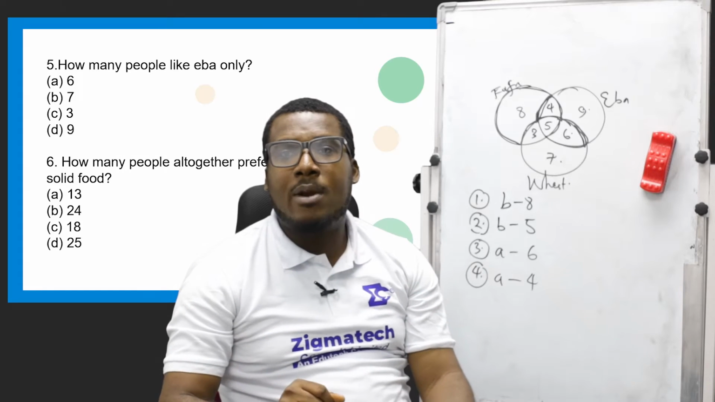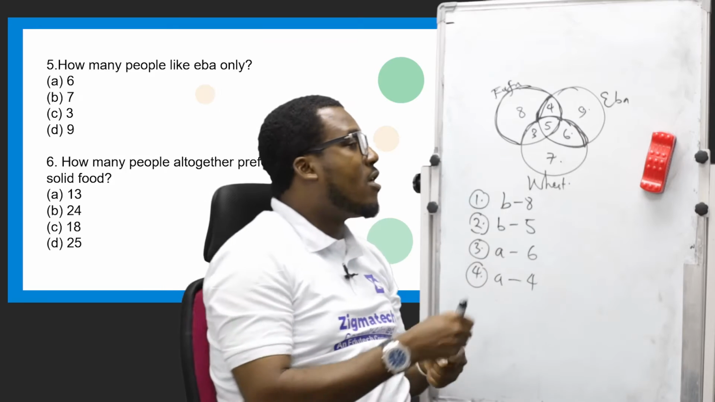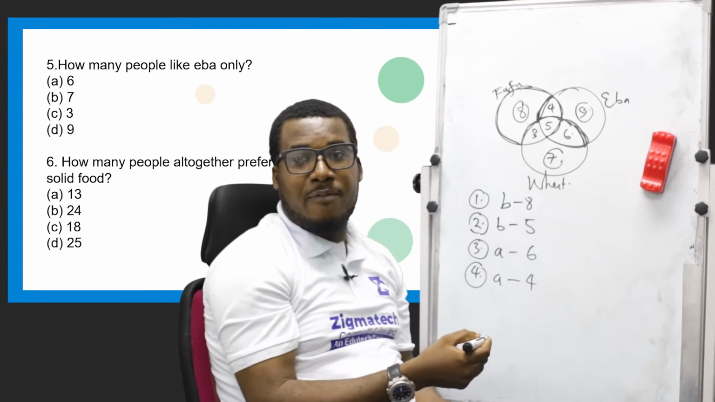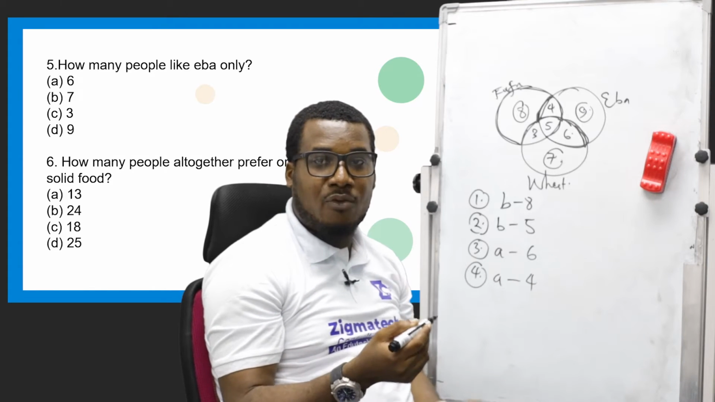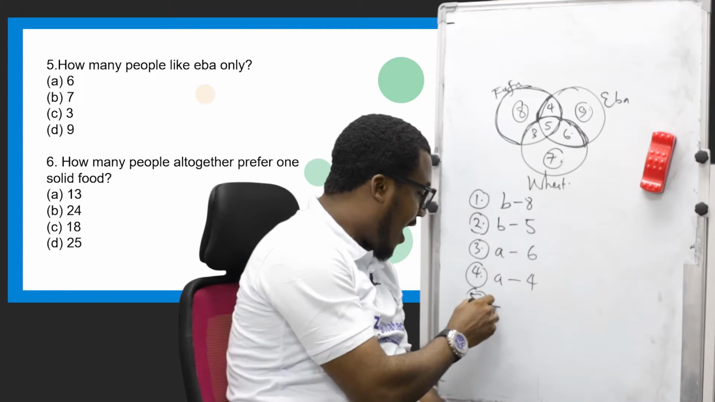Question 5, they ask how many people like only eba, or eba only. Now, if you look carefully, these are the only sports. And the answer is self-made there. You look at the options, it says 6, 7, 3, and 9. Your answer there will be D, which is 9.